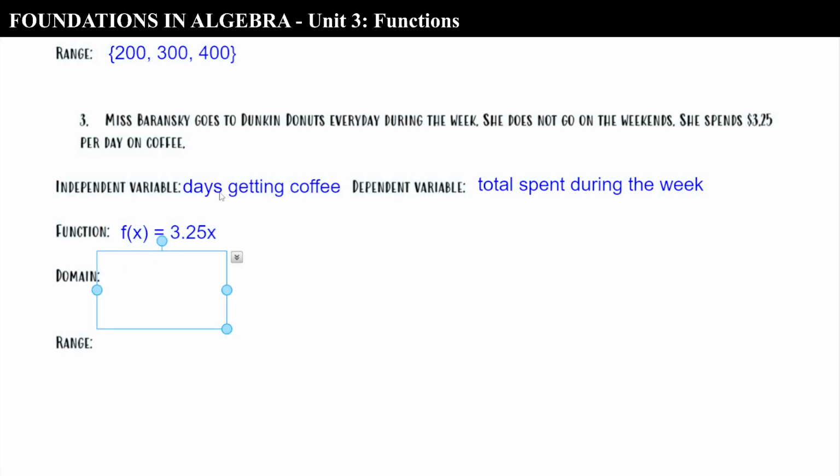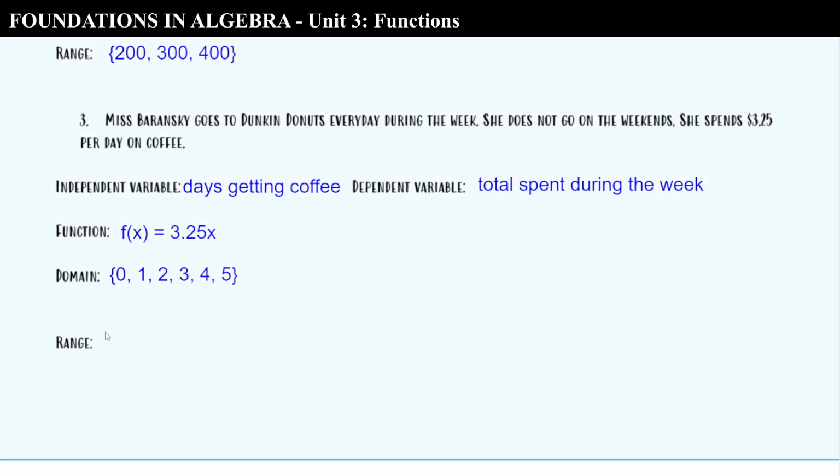So our domain is going to be anywhere from 0, because she could just not get coffee at all during the week, all the way up to 5. We cut it off at 5 because we know she does not get coffee on the weekends. So days 6 and 7 are out.